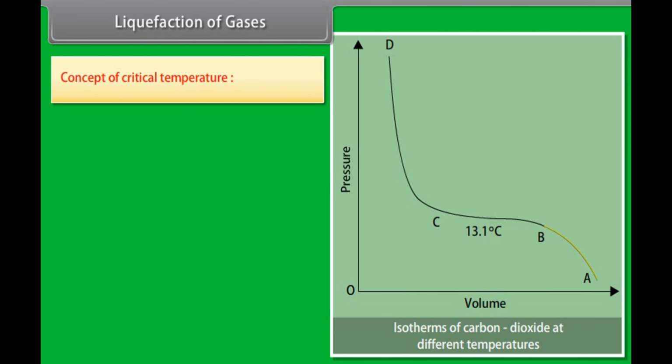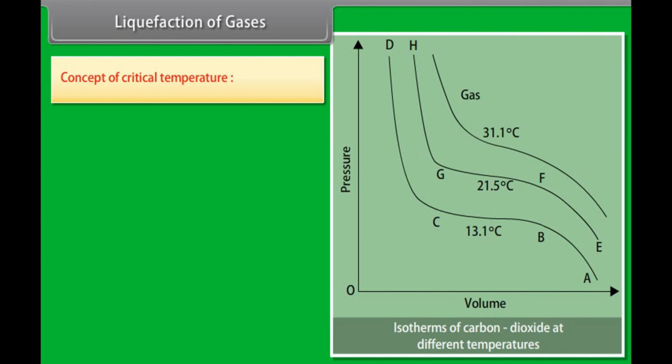Thus, along the portion AB, carbon dioxide exists only as gas, along the portion CD only as liquid, and along the portion BC, the liquid and the vapor are in equilibrium with each other. The isotherm at 21.5 degrees Celsius is similar to that at 13.1 degrees Celsius, except that the horizontal portion where liquefaction occurs is shorter. In the isotherms above 31.1 degrees Celsius, the horizontal portion completely disappears. This shows that above 31.1 degrees Celsius, the liquefaction of the gas does not take place at all.